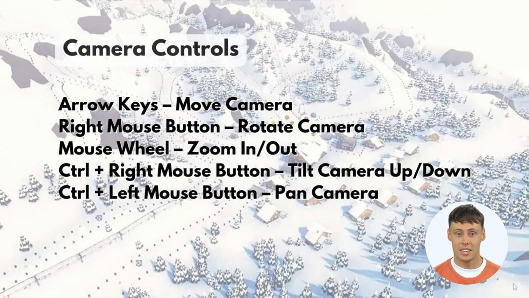Players can access the camera interface by pressing the Tab key. Once in the camera interface, players can adjust the camera position, zoom level, and field of view. The camera interface also allows players to switch between first-person and third-person views. Understanding the camera controls in Snowtopia, Ski Resort Builder is essential for exploring the ski resort and checking the progress of the construction. The camera controls are as follows.